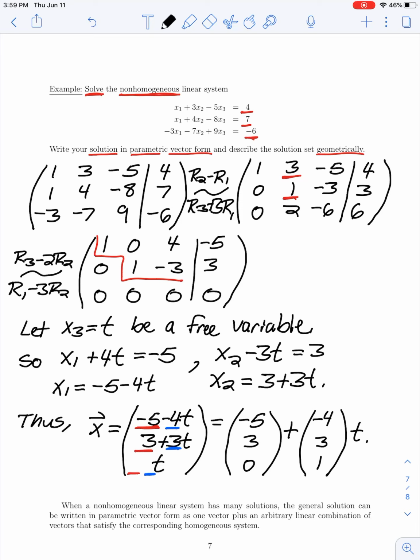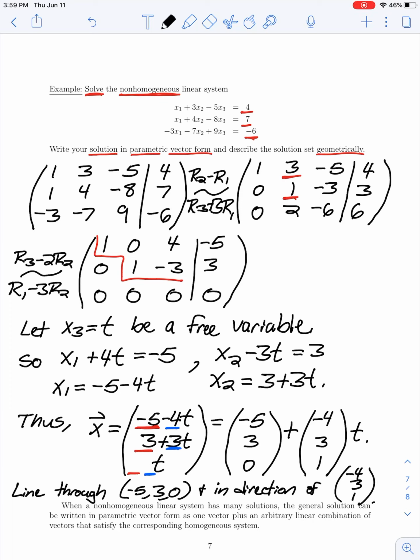And then we're told to describe this solution set geometrically. So as we saw with that previous example, here we would have a line through the point in space negative 5, 3, 0, and in the direction of this vector negative 4, 3, 1. All right.